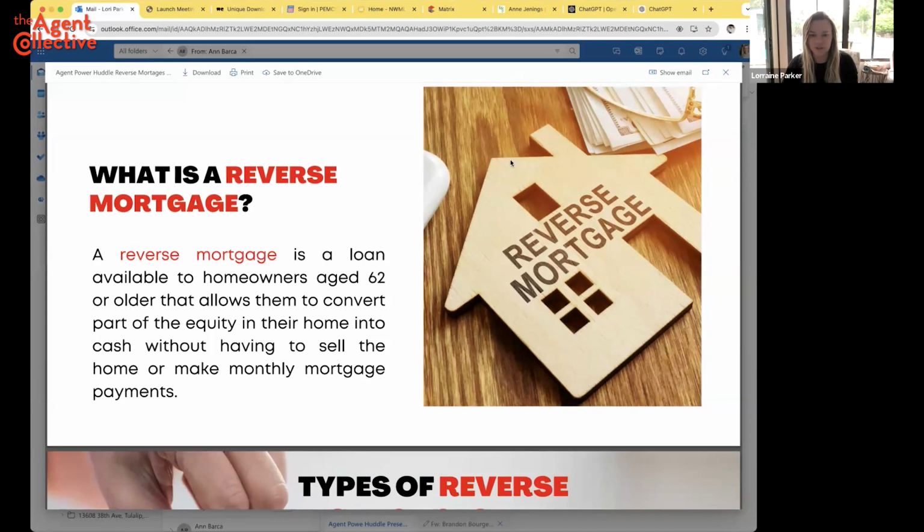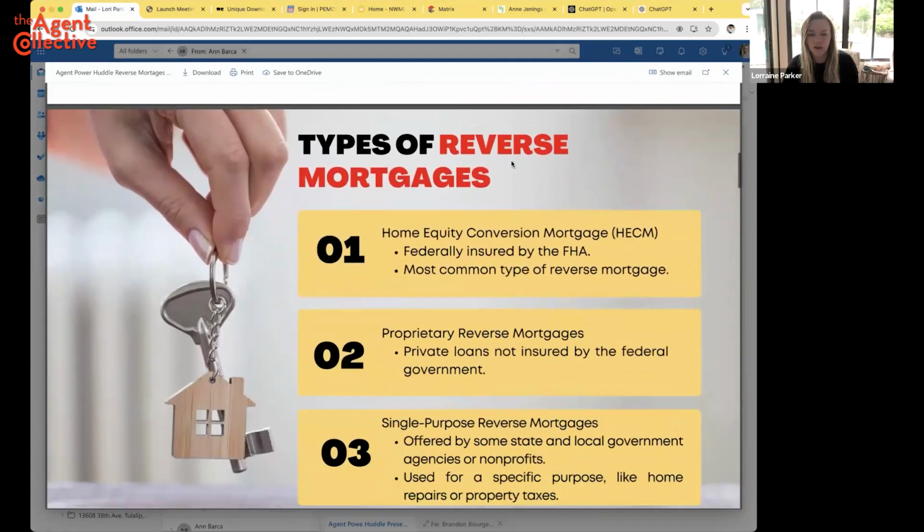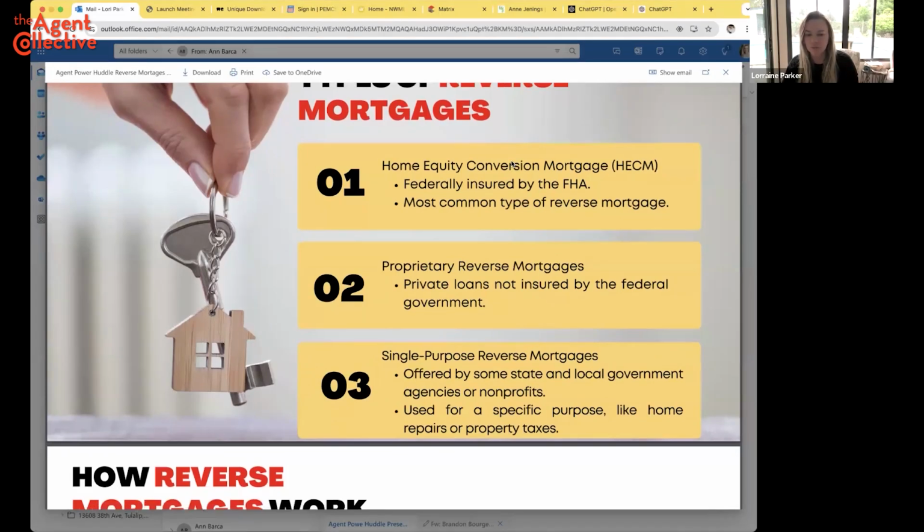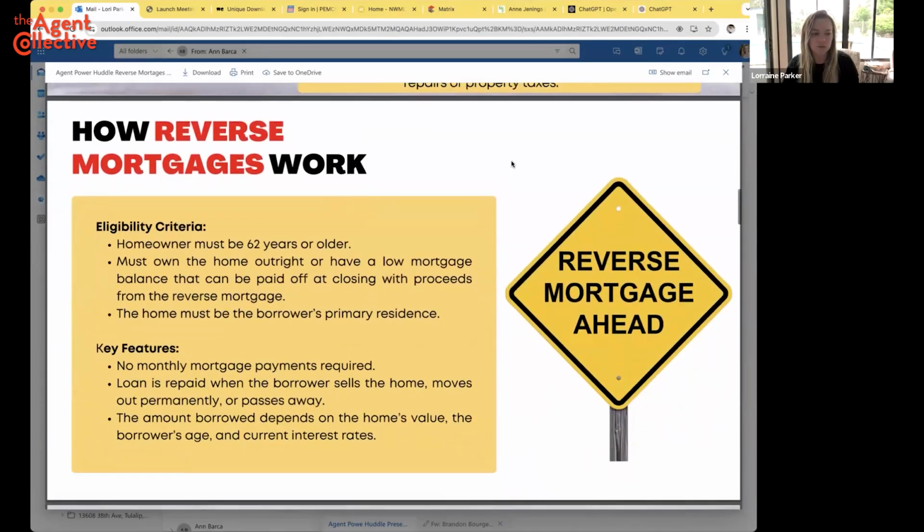There are different types of reverses. There is the home equity conversion mortgage, which is the HECM, which I think is the most common type of reverse and what I've done with Mike. I hope we get into some more exciting stuff because I love reverses. I like to talk about them. A lot of people have misconceptions about reverse mortgages. Number two is a private loan that's not insured by the federal government. And number three is a single purpose reverse. Those are much more rare, right?